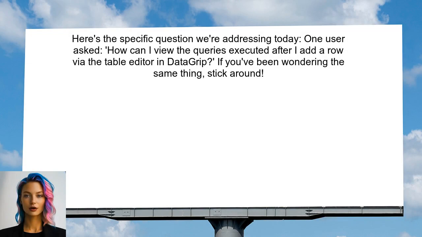Here's the specific question we're addressing today. One user asked, how can I view the queries executed after I add a row via the table editor in DataGrip? If you've been wondering the same thing, stick around as we explore this together.